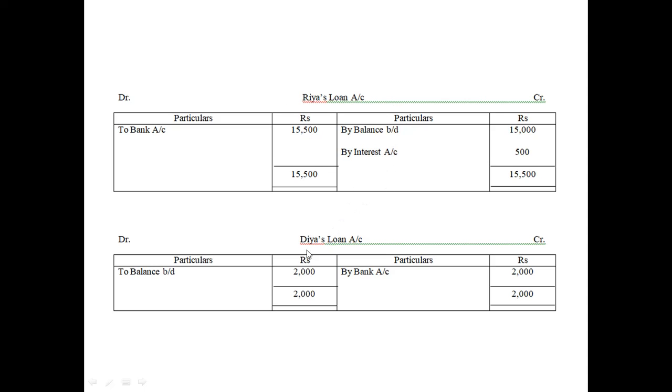After this, we prepare Dia's loan account. Dia's loan was given by the firm to Dia, so it is not a liability, but it is an asset. This will be your 2,000 towards the debit side. Dia's loan will have a debit balance, whereas Ria's loan was a credit balance, because it was a liability, and this is not a liability but an asset. So Dia's loan will have a debit balance of 2,000, and this will be paid by Dia to the firm. So this is your loan accounts of the partners.